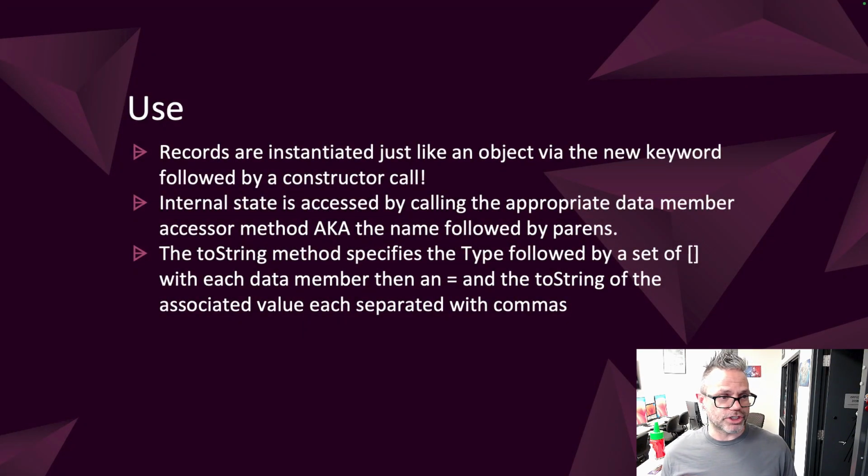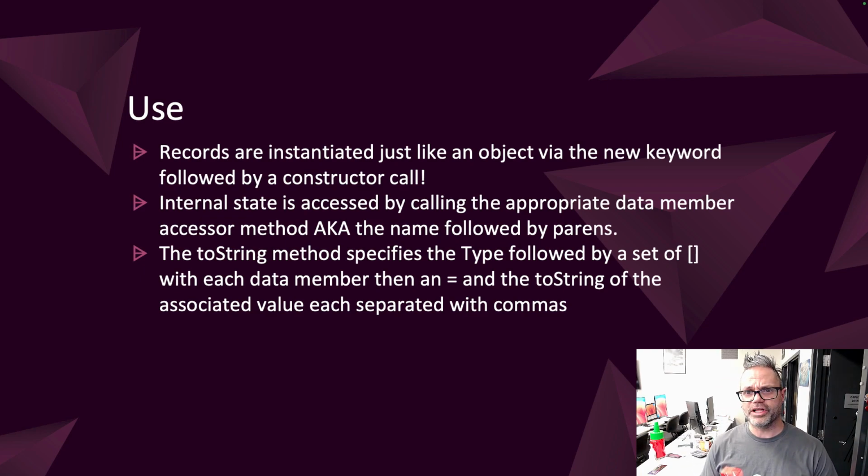If we want to use that, we just instantiate it just like an object with a new keyword followed by its constructor call. The internal state will be accessed by calling the appropriate data member name followed by the parens. It's great, it's really easy. And then the toString method I was talking about earlier, it's great. You can actually use it.